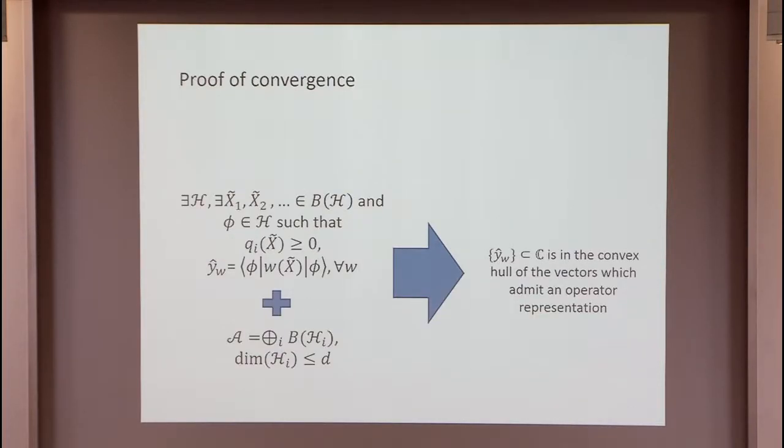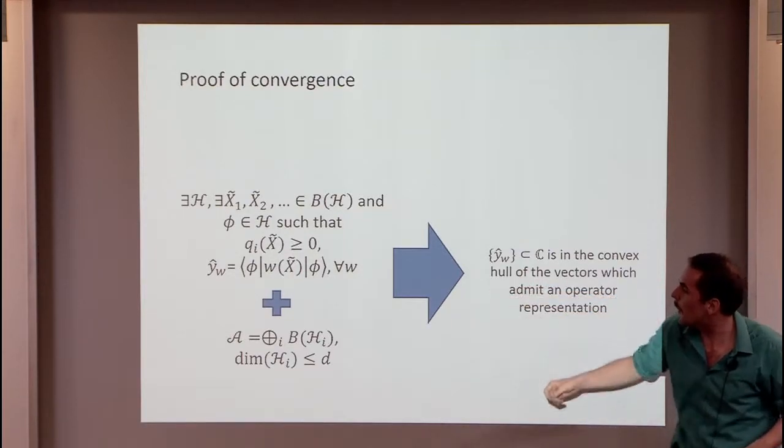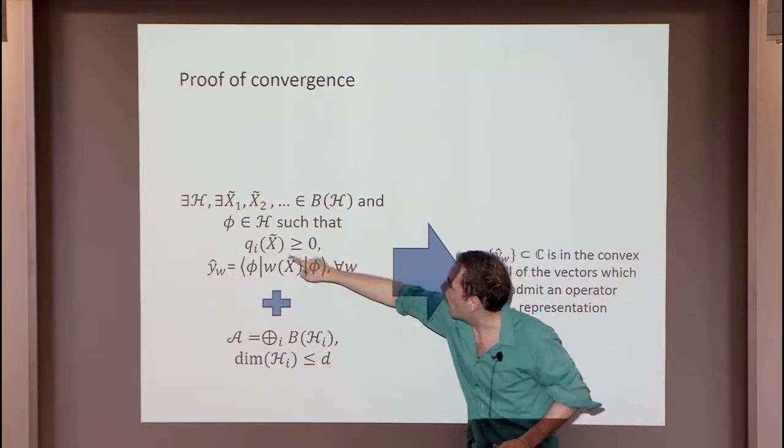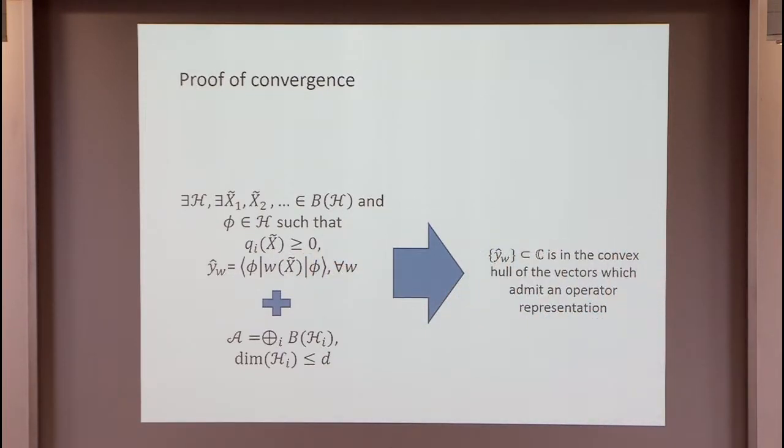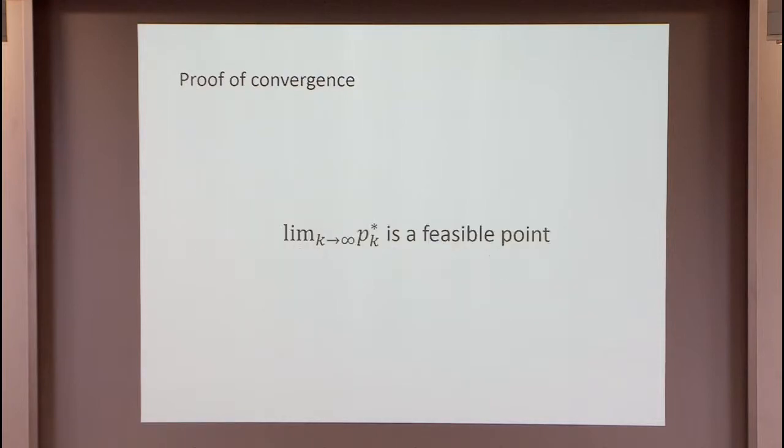Okay, so with these two conditions, the fact that you can block diagonalize the operators and then you're obtaining your numbers this way, and also if some block diagonal operators satisfy these things, of course each of the blocks will also be positive semi-definite, right? What you find is that this limit vector is in the convex hull of the vectors which admit an operator representation, and therefore this limit is a feasible point.